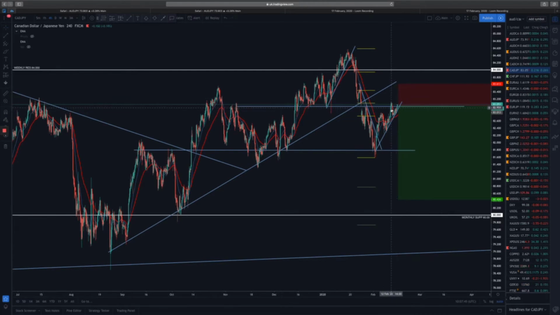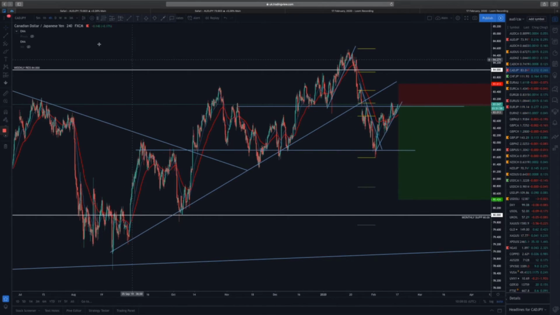So it is of interest, but again, I just need to see a break and retest of this trend line. First target would be this level. Second target would be around here, so around a round number of sort of 80.5.